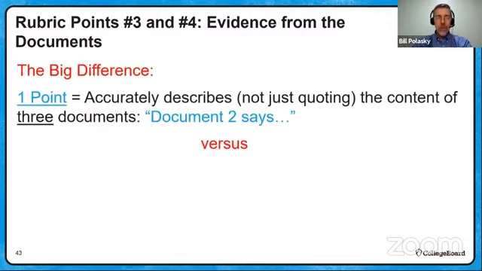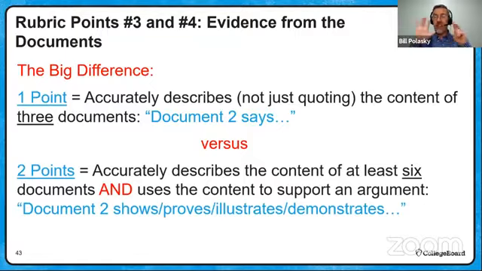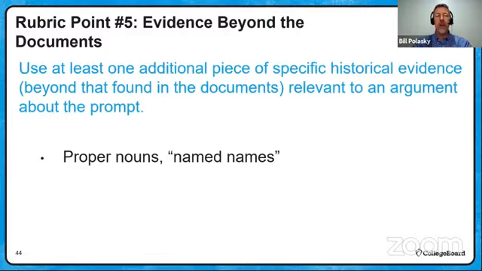To explain what that means, here's the big difference. 1 point: if you can describe 3 of the documents about the question, this is the classic "document 2 says." And it's not just quoting. Quoting is letting the document speak for you. That's not so great. But "document 2 says," and you want to tell me what document 2 says, you do that 3 times, relating the question, you're going to earn a point. On the other hand, if for 6 documents, you can use the content, notice the difference. What does the document show, prove, illustrate, demonstrate about your thesis? And what's your thesis? Your position on the question. You're advancing an argument then. This gets you more love. It gets you your 2 points.